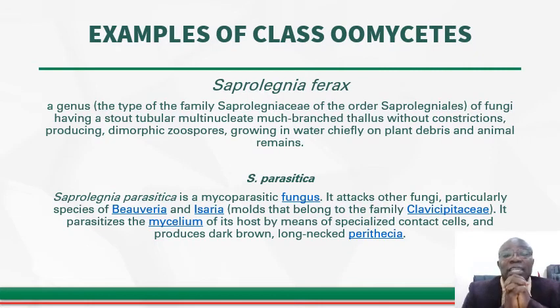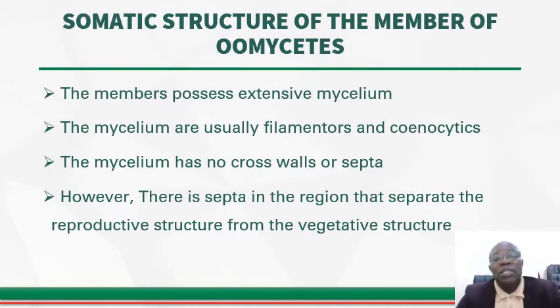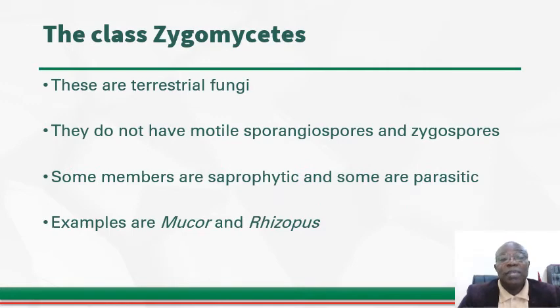Then when we look at the typical examples of this class, we have Saprolegnia ferax and Saprolegnia parasitica, which parasitizes fish in the aquatic environment and other aquatic organisms. Then how does the somatic structure of the members of Oomycetes look? They have extensive mycelia, and the mycelia are usually filamentous and coenocytic in nature.